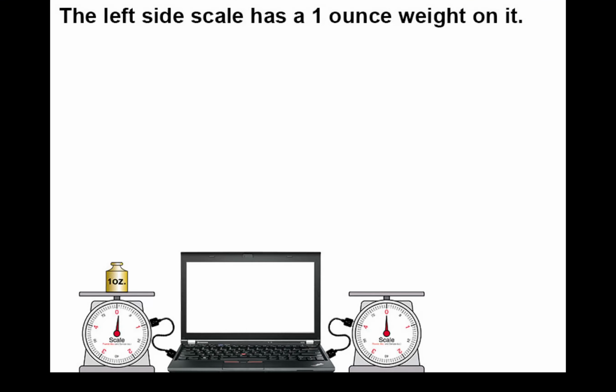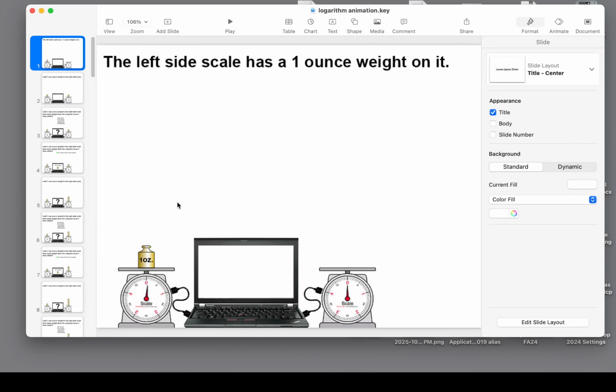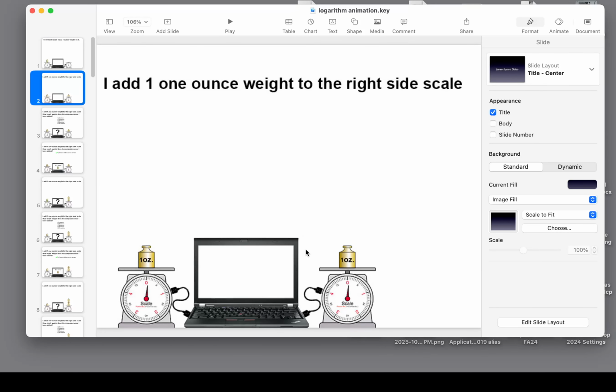Okay, so in this scenario that I've got going here, I've got 2 scales that are hooked up to a computer, and I can't run this in presentation mode because I don't have a cursor, so I'm going to run it like this so I can point things out. On the scale on the left-hand side, I've got a 1 ounce weight, and on the scale on the right-hand side, I've got absolutely nothing. So if I add a 1 ounce weight to the other side, does the computer realize that I've added the exact same amount of weight that was over here on the left-hand side?